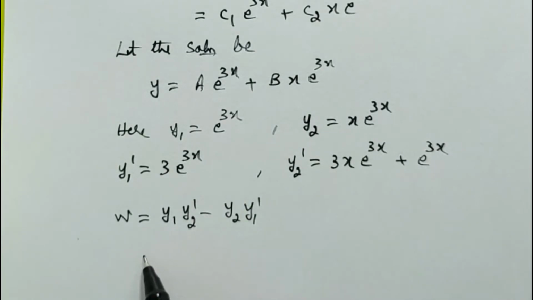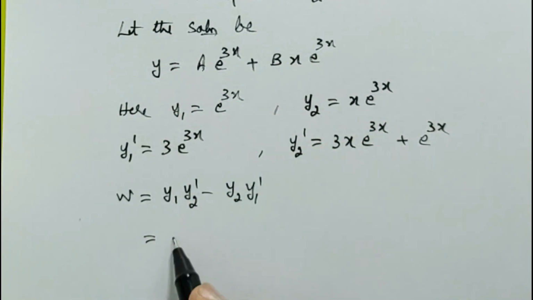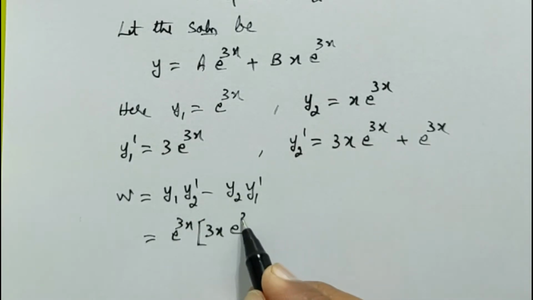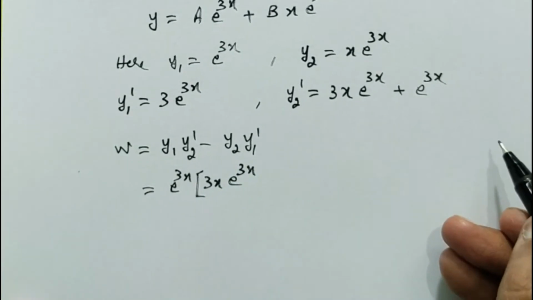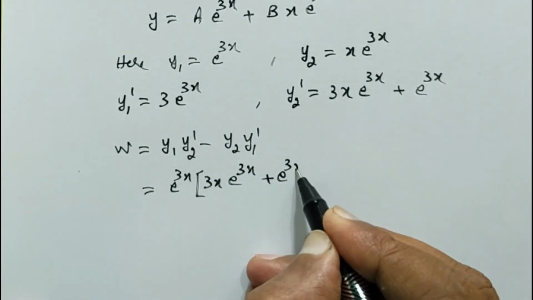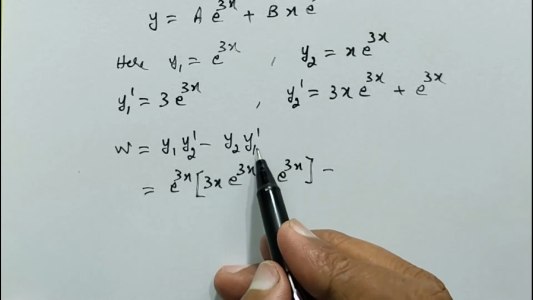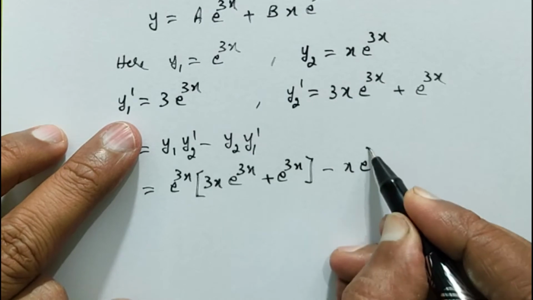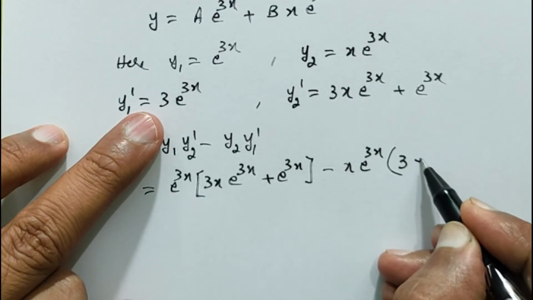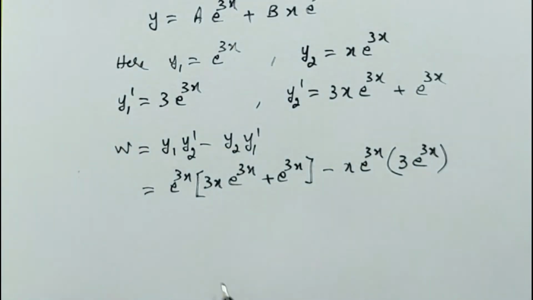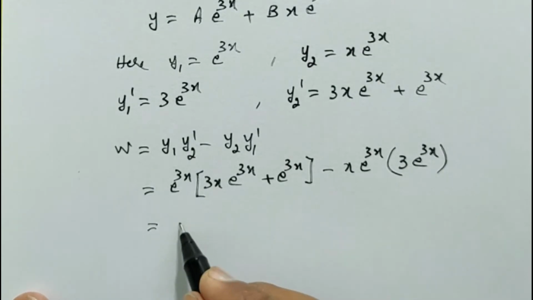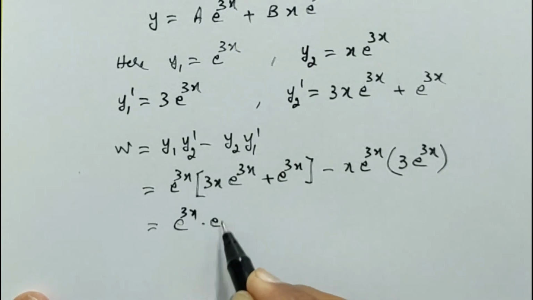So just cross multiply this. It is e power of 3x into 3x e power of 3x plus e power of 3x, minus y2 into y1 dash. So it is x e power of 3x multiplied by 3 e power of 3x. We need to simplify this one. So you can take e power of 3x common outside.